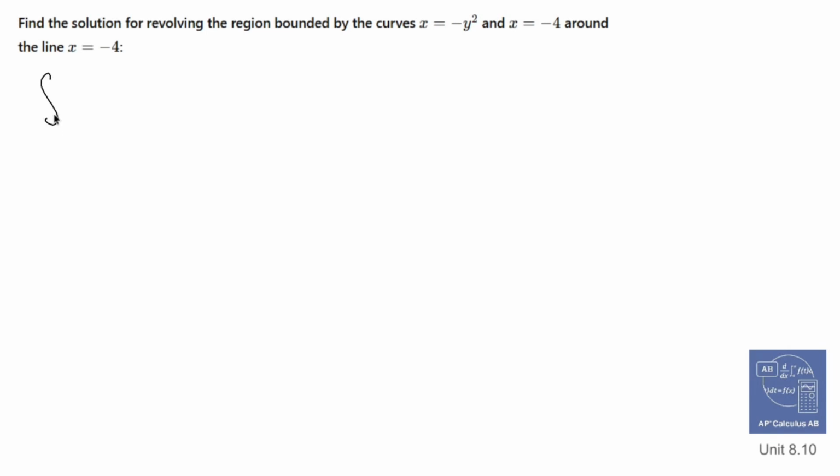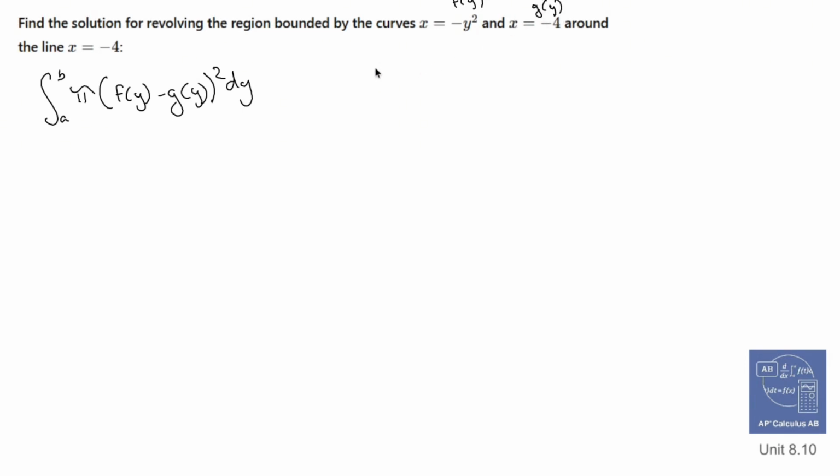So the formula for that is going to be the integral of pi times f of y minus g of y, squared, dy, where your original equation is going to be f of y, and the axis that you're spinning it around is going to be g of y.